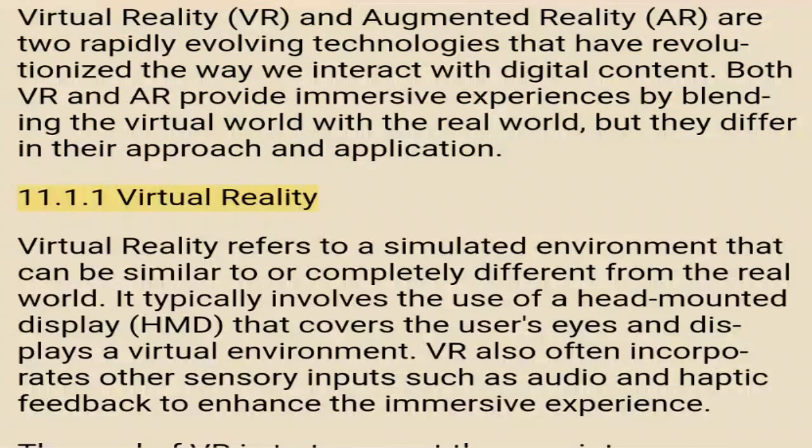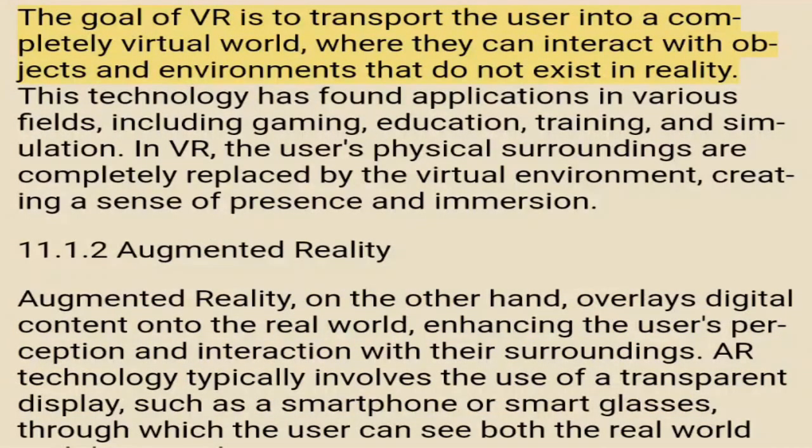11.1.1 Virtual reality. Virtual reality refers to a simulated environment that can be similar to or completely different from the real world. It typically involves the use of a head-mounted display (HMD) that covers the user's eyes and displays a virtual environment. VR also often incorporates other sensory inputs such as audio and haptic feedback to enhance the immersive experience. The goal of VR is to transport the user into a completely virtual world, where they can interact with objects and environments that do not exist in reality.